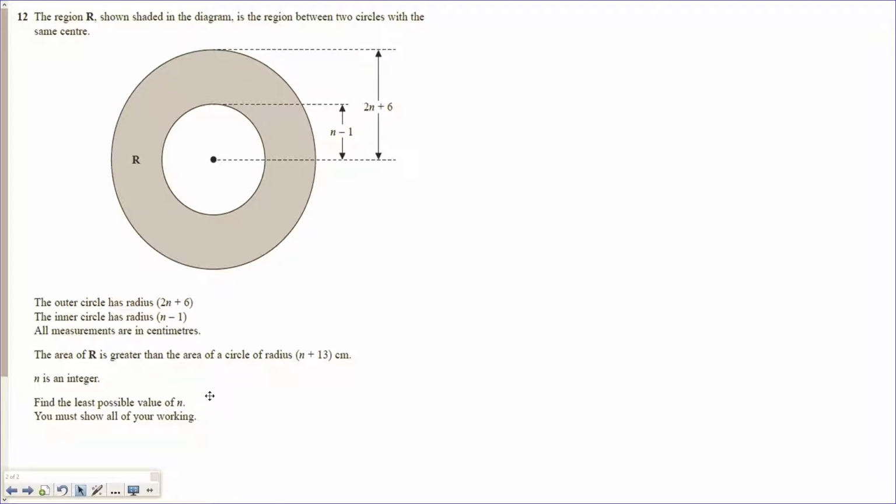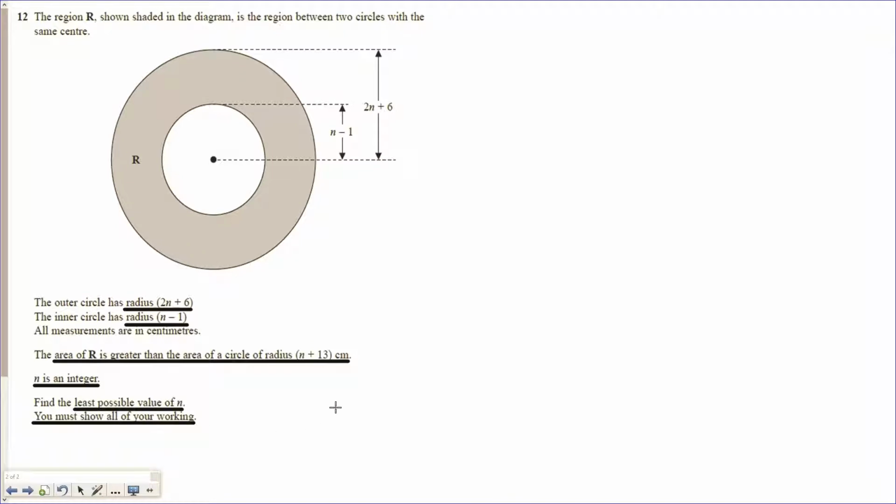Now we're going to start by underlining the keywords in the question. So this is important: the radius of the outer circle. The inner circle has a radius of n minus 1. All measurements are in centimeters. The area of R is greater than the area of a circle of radius n plus 13. N is an integer, and an integer is a positive or negative whole number, so our value of n is going to be a whole number. Find the least possible value of n, so we've got to find the smallest possible value of n. You must show all your working out. All right, let's do this.